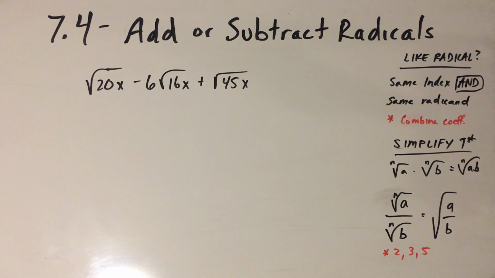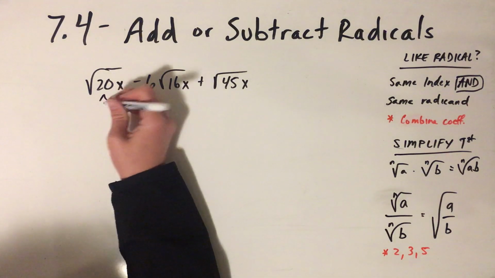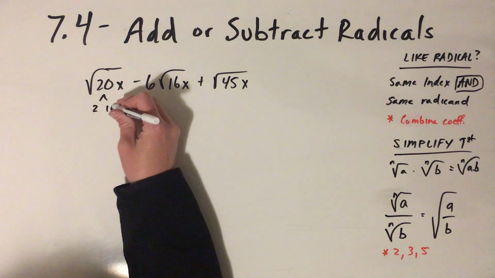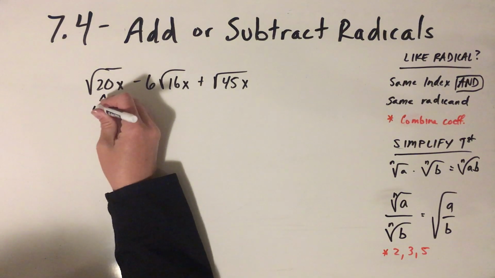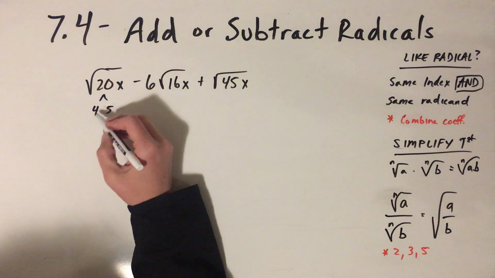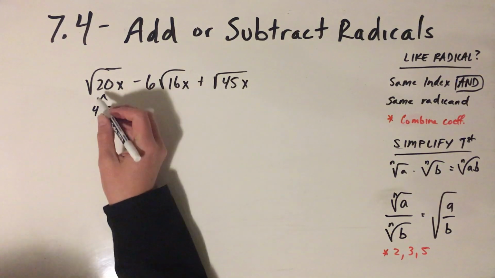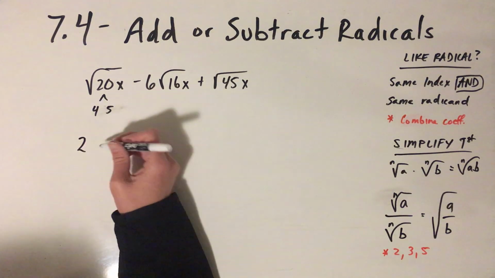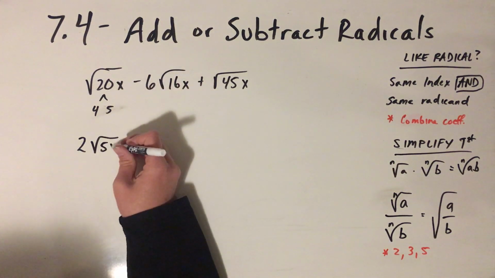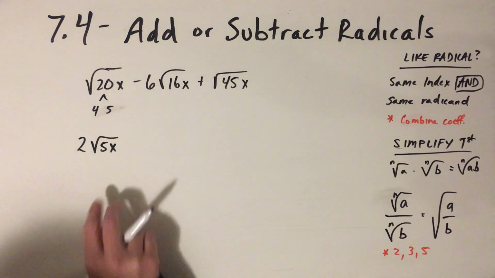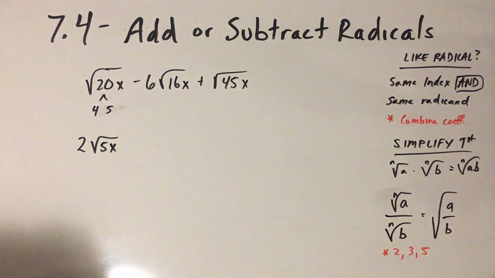And hopefully this is what you did. You did something like this. You said, okay, well, I'm going to try to factor this with 2 and 10. That's not very helpful. So let's try 4 and 5. That's helpful because 4 is a perfect square. So this 4 is going to come out and be a 2. And I'm going to have this 5 stay under and this x also stay under. That's as simplified as the square root of 20x can get.